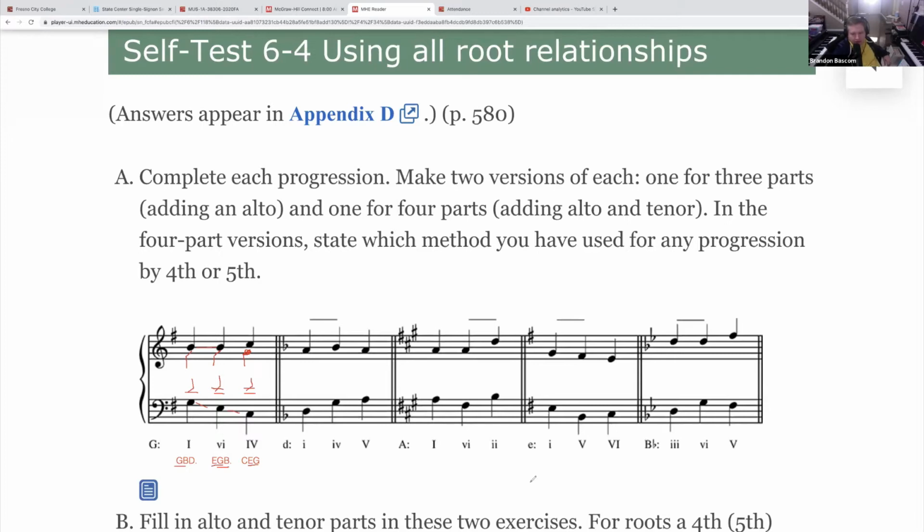All right, next example. We have D, F, A going to G, B flat, D going to A, C sharp, E. Is this true? Where does that C sharp come from? I don't see a sharp anywhere in the key signature.